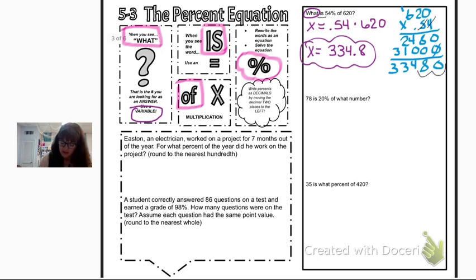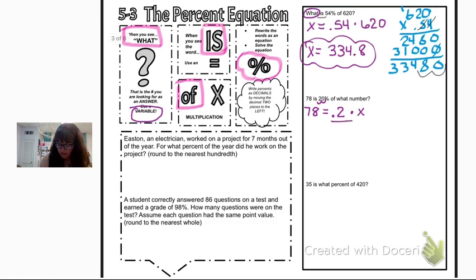Look at the next one. 78 is 20% of what number? So we'll use our keywords and then set up the equation. So 78, so just write that, is equals 20%. Move that decimal 2 to the left, so we get 0.2 or 2/10. You could also write 20 hundredths. That's the same thing. Of, so multiply, what number? So 78 equals 2/10 times x.